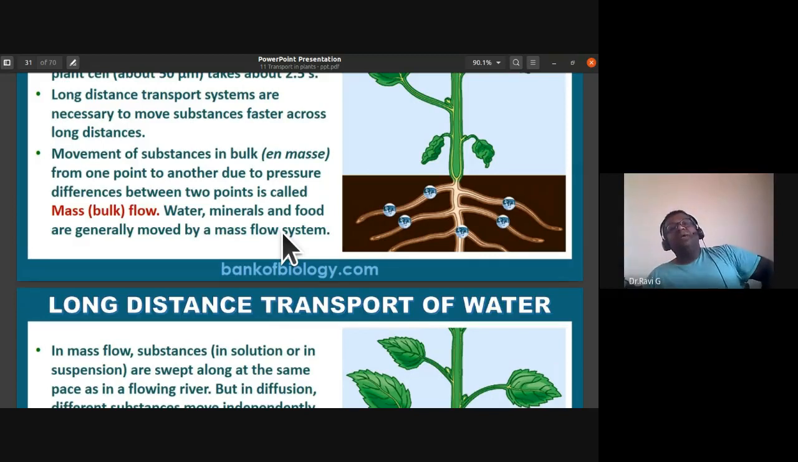Okay. So from one point to another point, due to pressure differences between the 2 points, we call it mass flow. So there is a pressure difference between 2 points, and there is en mass movement of substances, and we call that mass flow or bulk flow. So the water, minerals, and food are generally moved by a mass flow system. You have to remember this mass flow system, wherein the water, food, and minerals are moving en mass in bulk from one point to another due to the pressure differences between the 2 points.